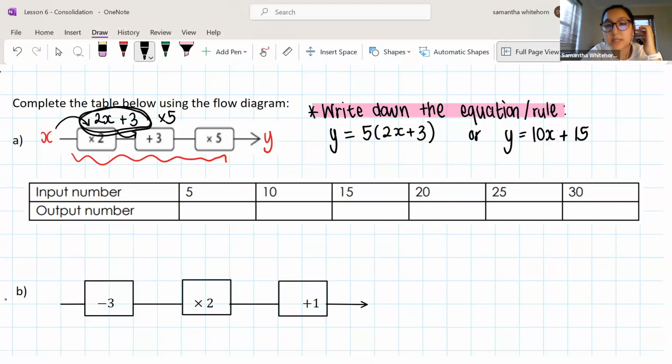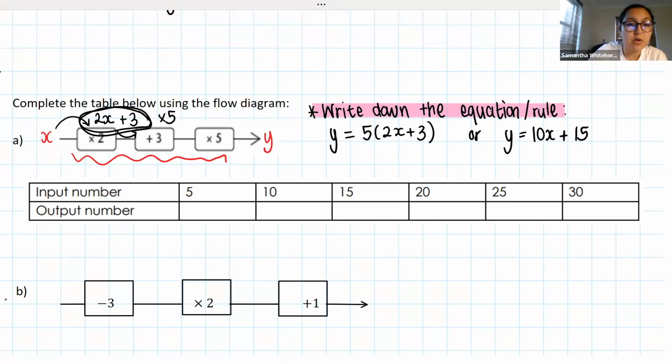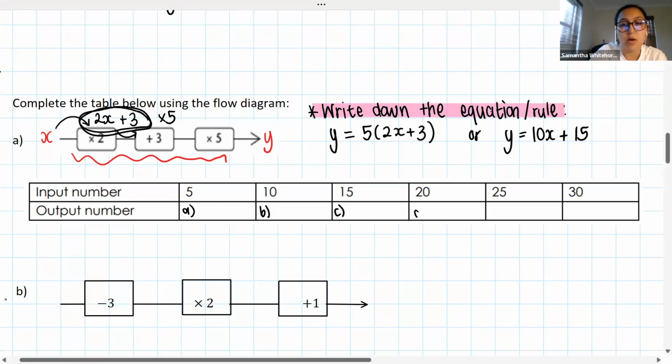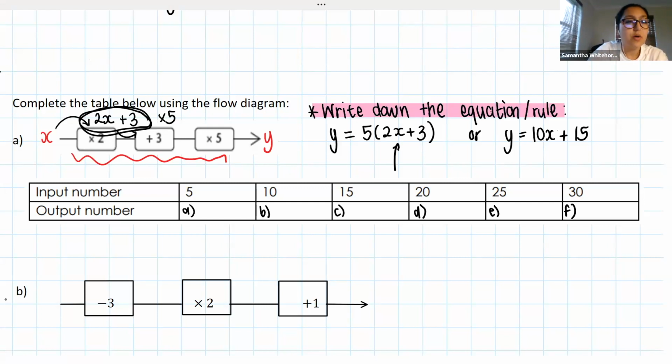All right, so guys, the question does say complete the table using the flow diagram. So the equation wasn't necessary. I just asked it so that we could practice it. But now we want to fill in this table. Because you now have the equation and the flow diagram, you can use whichever one you are more comfortable with. If you are more comfortable substituting for x in your equation, go for it. If you are more comfortable just using the flow diagram, go for it.